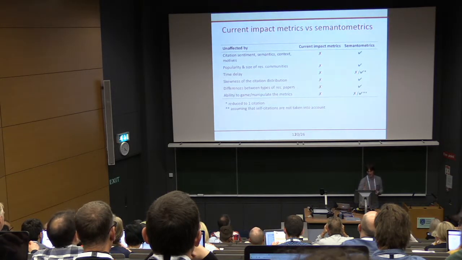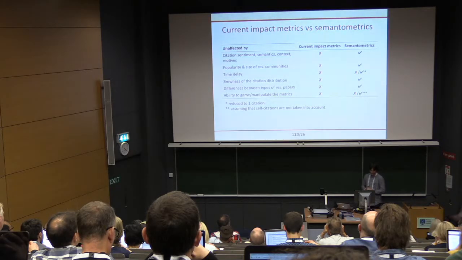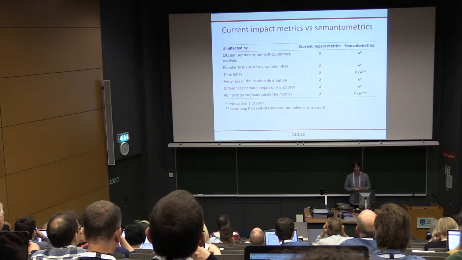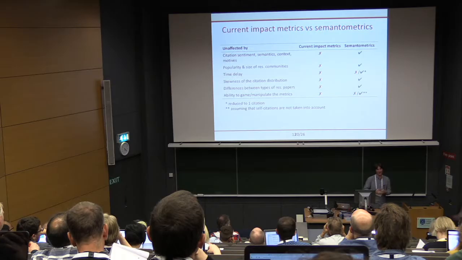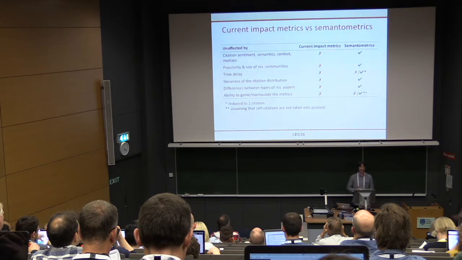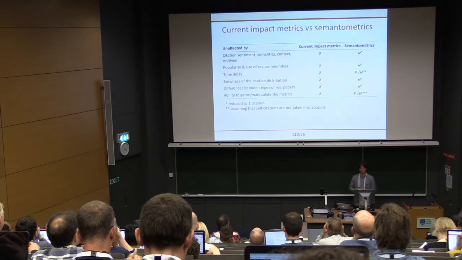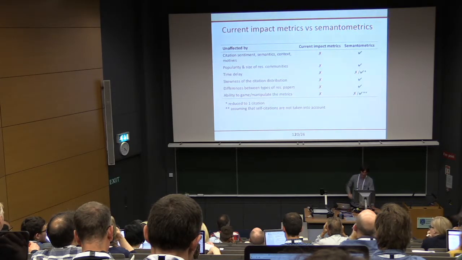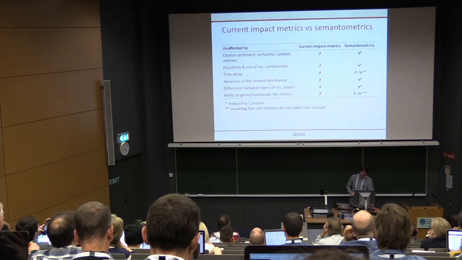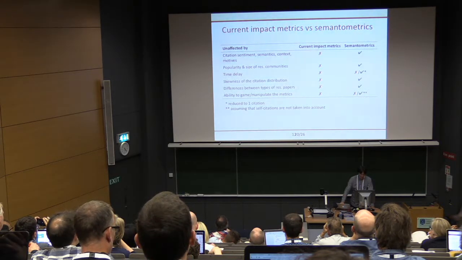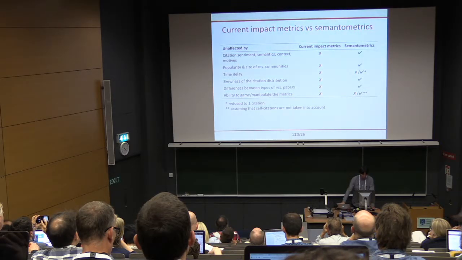So what is the difference between existing input metrics and semantometrics? Citation sentiment, semantics, content, and motives are not a problem with semantometrics, because if we have the full text, we can account for them. Popularity and size of communities is not a problem because we use averages, and the reason why we use averages is something you can find on our website. They don't have a problem with time delays. They don't have a problem with skewness of the citation distribution because they are normally distributed.